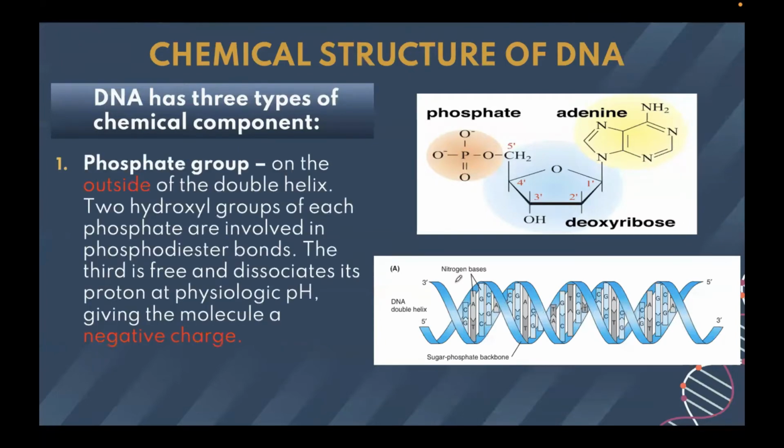Una na doon yung phosphate group natin. Okay, na-describe na natin sa ating last module ang content ng ating DNA, the chemical structure. Meron tayong phosphate, sugar, and then may adenine. Ang phosphate, it is located on the outside of the double helix. Do not forget, located outside of the double helix, 2 hydroxyl groups of each phosphate are involved in the phosphodiester bonds. And then the third is free and dissociates its proton at physiologic pH, giving the molecule a negative charge. Okay, do not forget that the phosphate group is the one that is responsible in giving the DNA the negative charge. So kapag nilagay natin siya sa isang electrophoresis gel, it will migrate towards the anode kasi negatively charged ang ating DNA.